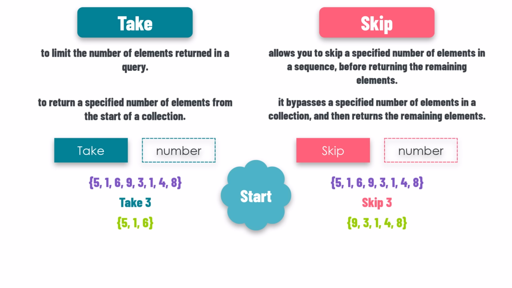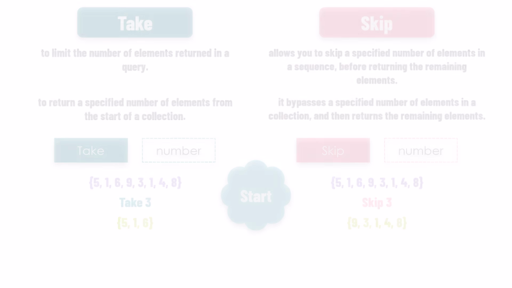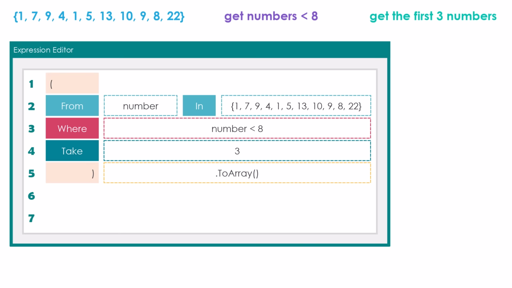Let's check some examples to understand how both clauses work. Assume I have the following integer array that contains different numbers. I want to filter this array to get only the numbers that are smaller than 8. As a result, I want to get an integer array that contains only the first 3 found numbers from the filtered numbers. To do that, I can use the following query.